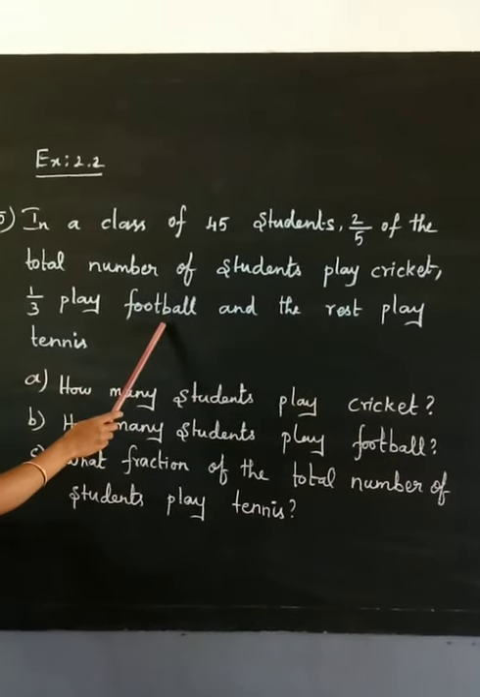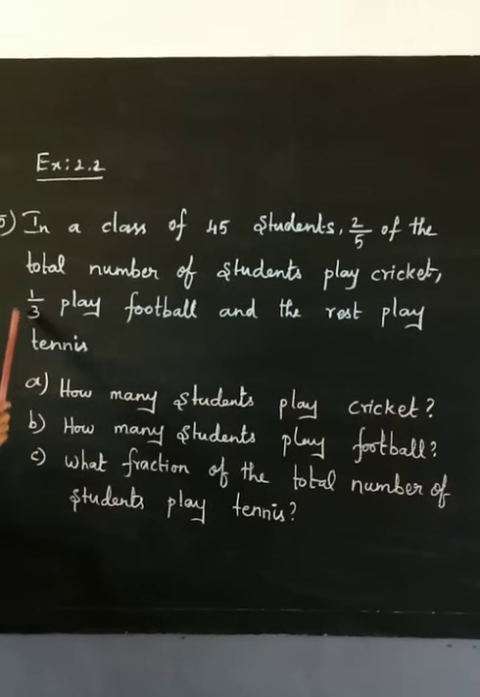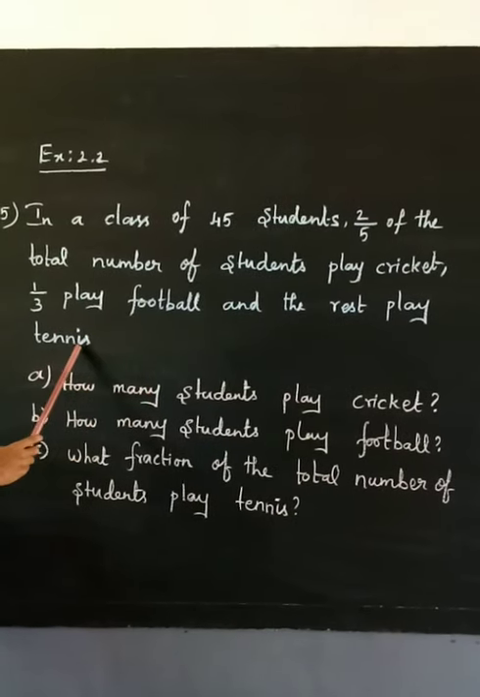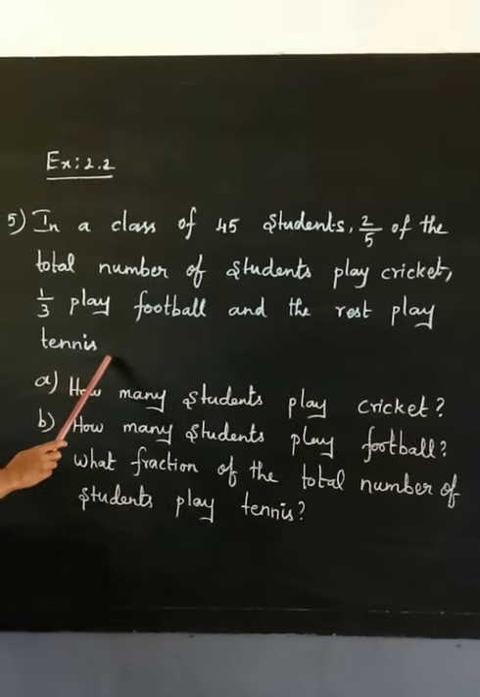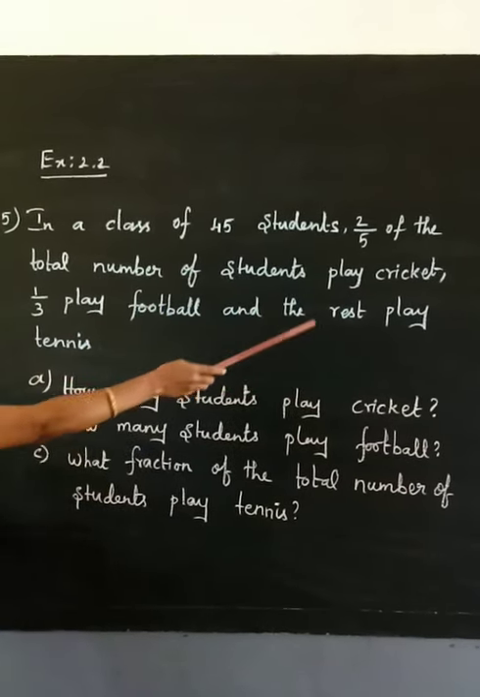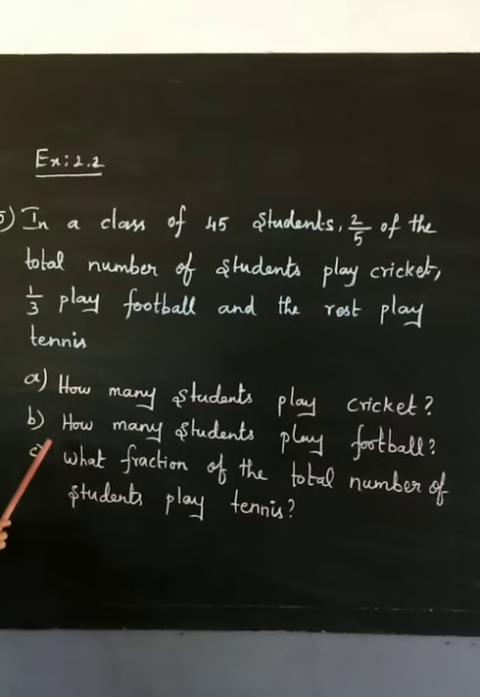Similarly, we have to find how many students are playing football. Here also they have given only the fraction form, and we have to find the whole numbers. And for tennis also, we have to find how many students are playing among the 45. We have to find them separately for cricket, football and tennis. This is the subdivision of the question.